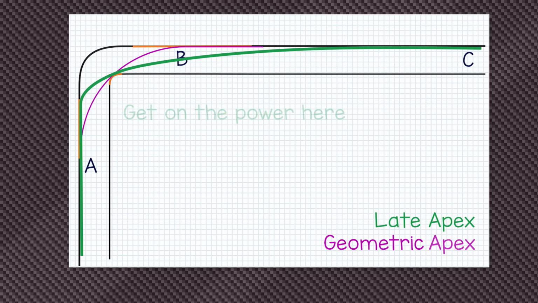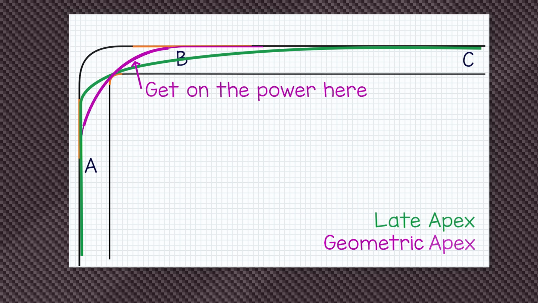So now we're all good to go with hoofing out of the corner from this point, so we should be much faster by point C at the end of the straight. In our normal line, we're still straightening the car up all the way through here, so we're exiting the corner slower than when we took a later apex.